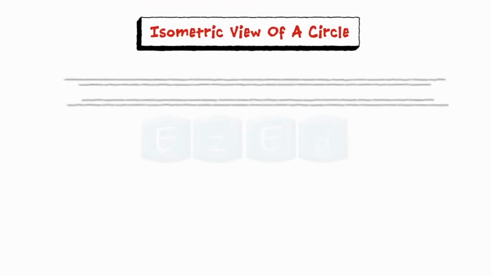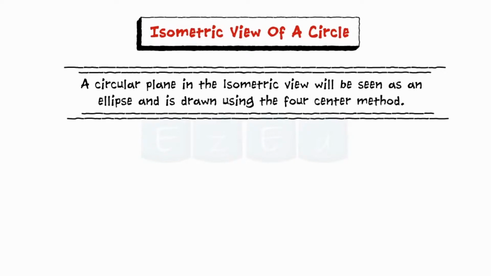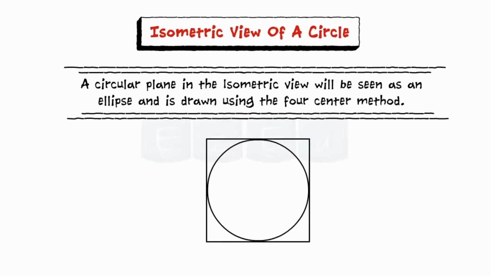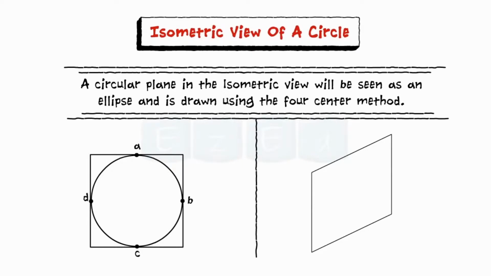Now let us draw isometric view of a circle by 4-center method. A circular plane in the isometric view will be seen as an ellipse and is drawn using the 4-center method. The first step encloses the circle in a square plane touching it at points A, B, C and D. Then draw the isometric view of the square plane as shown.